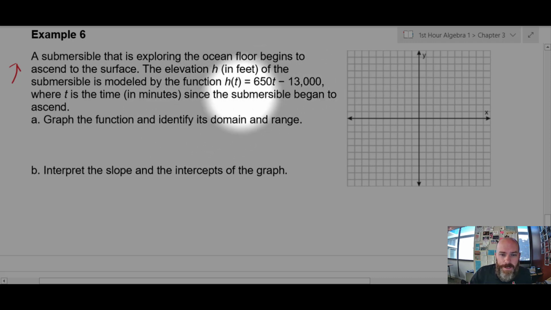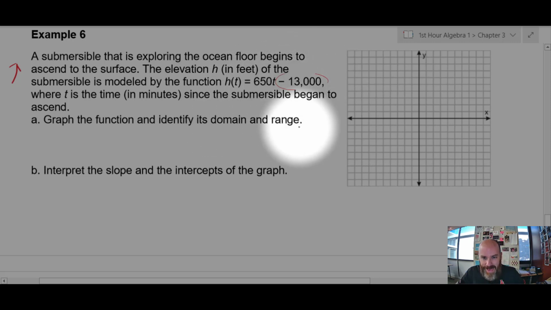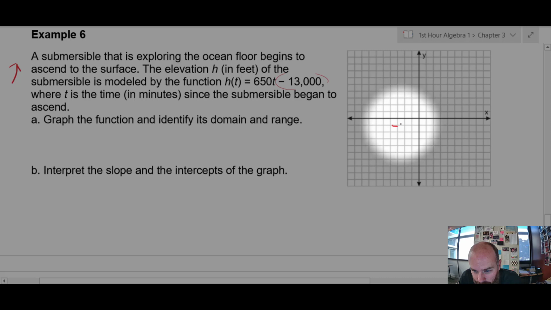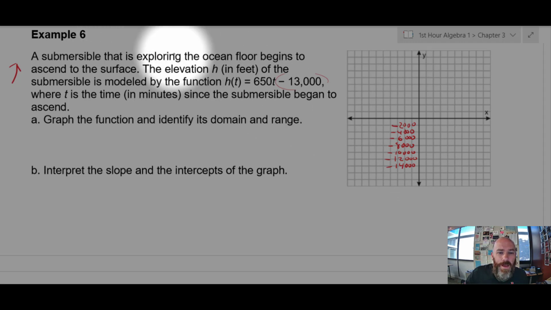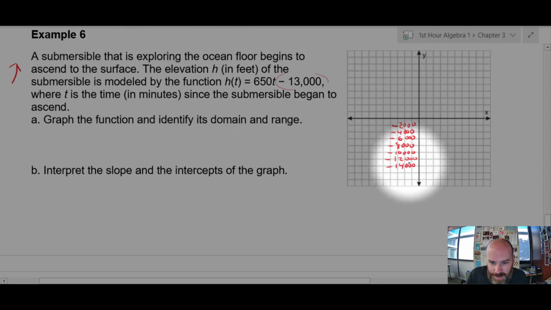All right, first of all, if I'm going to graph this, I know that I have a y-intercept of -13,000. So that's where this is a little hard to do. So if I was going to scale this, I would say maybe like -2,000, -4,000, -6,000, -8,000, -10,000, -12,000, -14,000. I know at 0 minutes, I'm at -13,000, which is right here, halfway between.